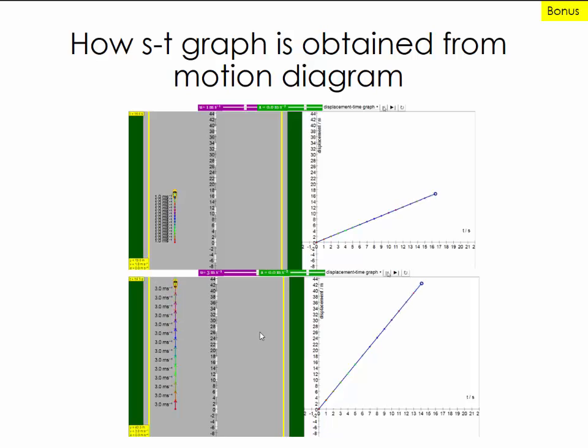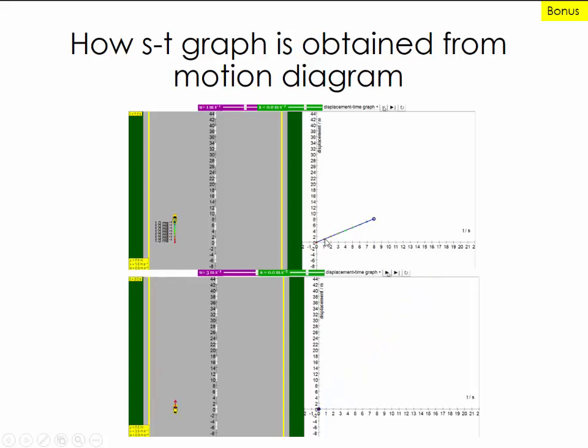Okay, and how is ST graph, displacement time graph, obtained from motion diagram? So this is a motion diagram, right? You mark the car position every second, right? So you can see that this car is moving at constant velocity, 1 meter per second, right?